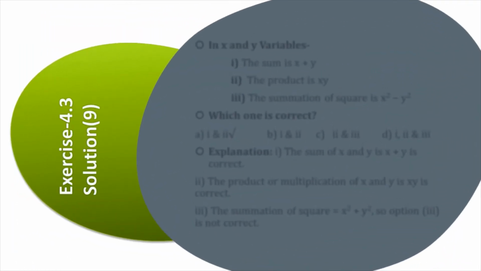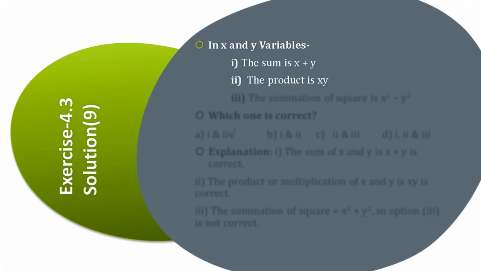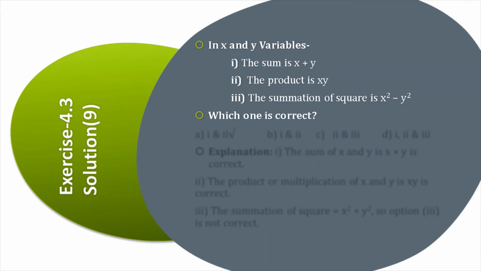Solution number 9, that is the question. In x and y variables, the sum is x plus y, the product is xy, the summation of a square is x square minus y square. Which one is correct, my dear? These are the options, and as you can see, the tick mark is on A, 1 and 2 is correct. Let us see the explanation.